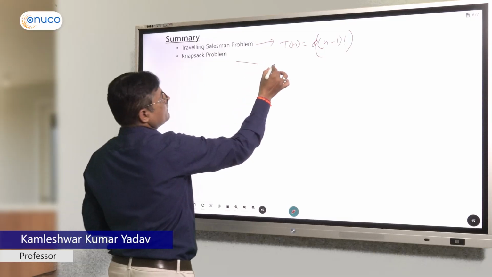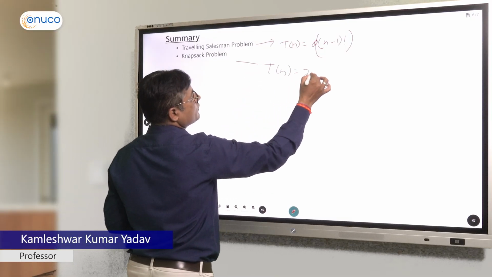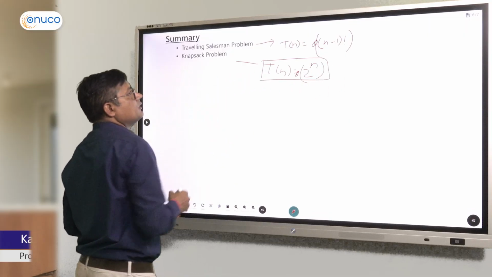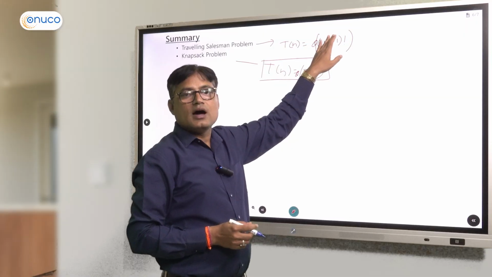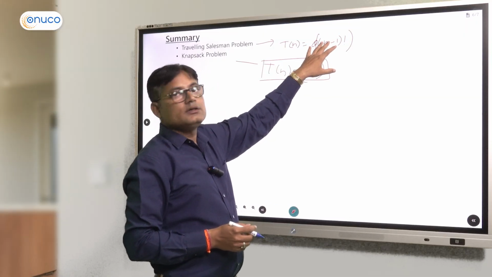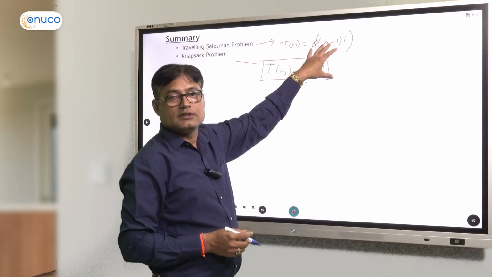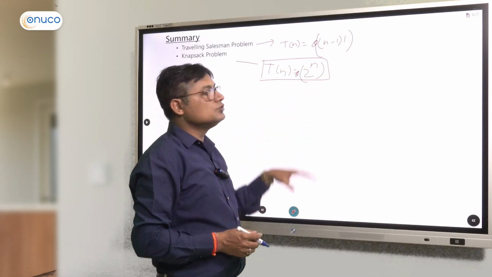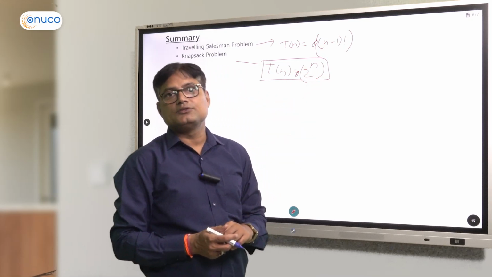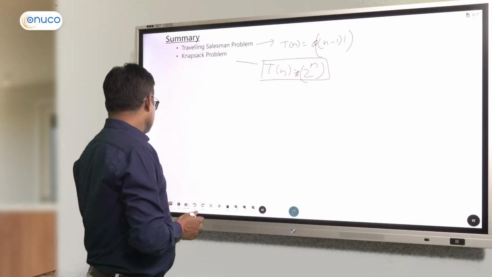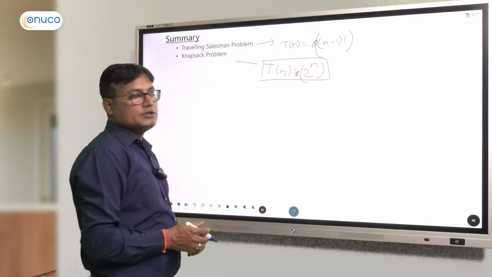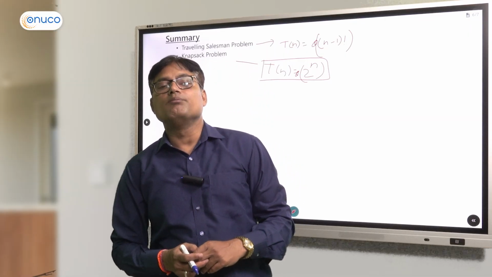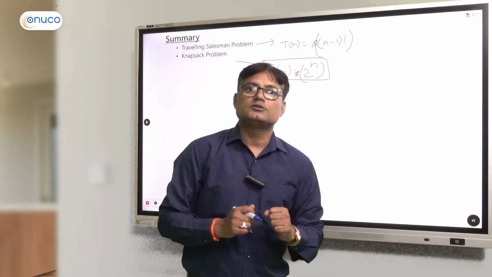And the knapsack problem time complexity is going to be T of n equal to theta of 2 power n. Okay, so one is factorial, which is the last in order of growth or basic efficiency class, and 2 power n is the second last. So both give you higher, maximum time complexity. That is why we can conclude that the exhaustive search or brute force technique takes maximum time to perform the task and find the solutions.